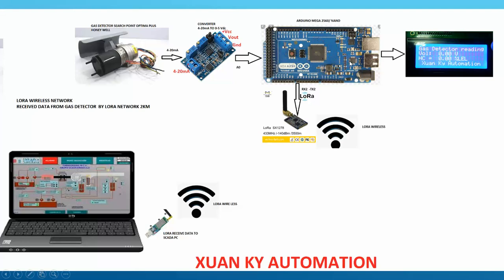Besides that, Arduino Mega will communicate with the server by module LoRa wireless. The distance is around 3 to 3.5 kilometers with LoRa power. Okay, let's see a little bit about the specification of the gas detectors.